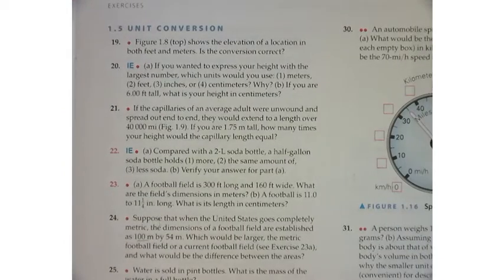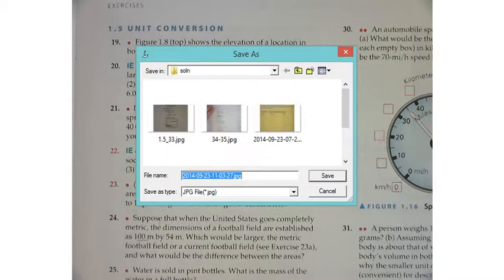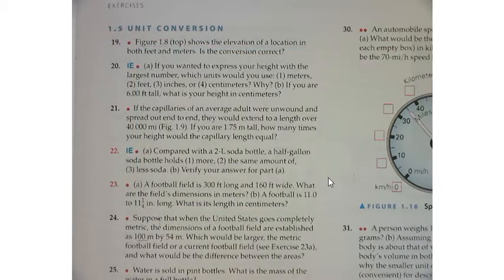19. Let me take a little picture of this, and I'll throw that up on the screen so you guys can read it. Take a snapshot. Yeah. And there we go. All right.